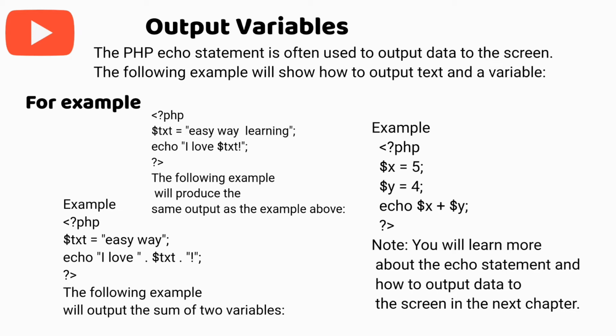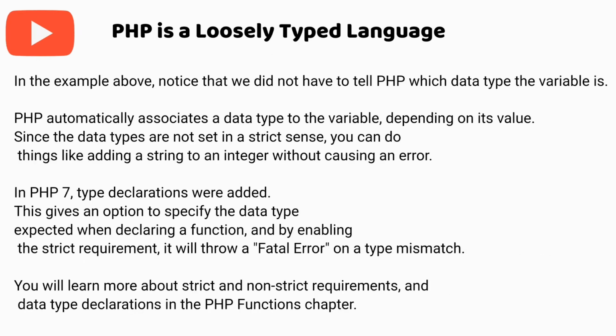The following example will output the sum of two variables. This is the third example. $x = 5; $y = 4; echo $x + $y; Try it yourself. Note, you will learn more about the echo statement and how to output data to the screen in the next chapter. PHP is a loosely typed language.